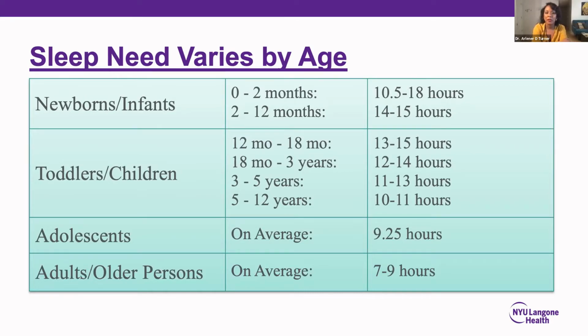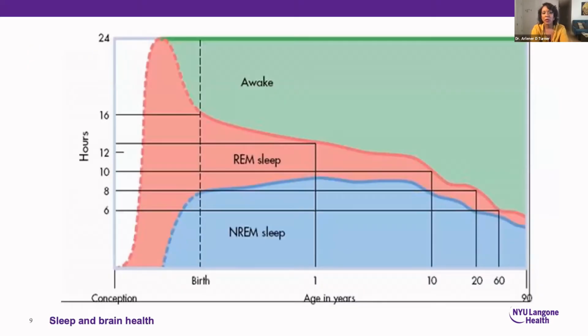And the same with toddlers and children, right? 13 to 15 hours, moving into 12 to 14. So the hours of sleep that we tend to need decreases as we age, until we get to adults and older persons who sleep on average, or should sleep on average, about 7 to 9 hours per night. And this graph gives a better idea of that table of how things progress as we age.